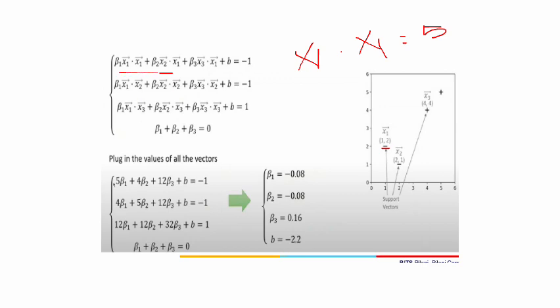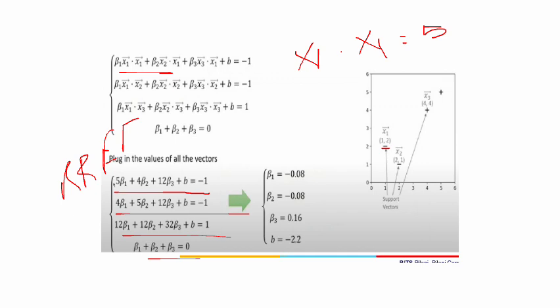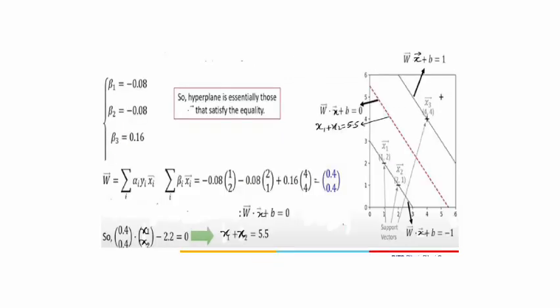So substituting all these values, you get 5b1 plus 4b2 plus 12b3 plus b, and likewise you get all these equations, right? Once you get these equations, you do RREF, reduced row echelon form, and basically you will find these values, right? So b1, b2, b3, and the b value you get. Now once you get these values, obviously the next step is you substitute them in the equation that we had before, which is the summation of bi xi.